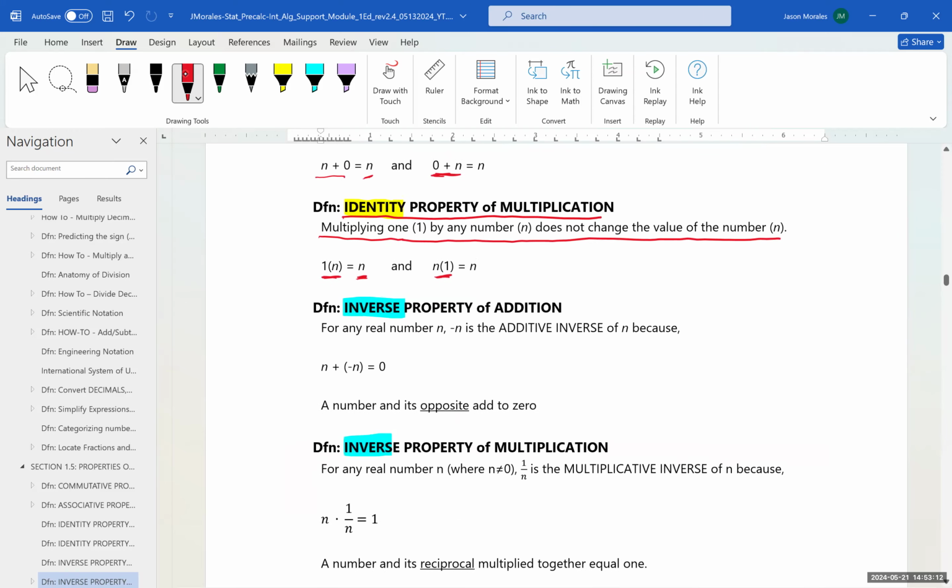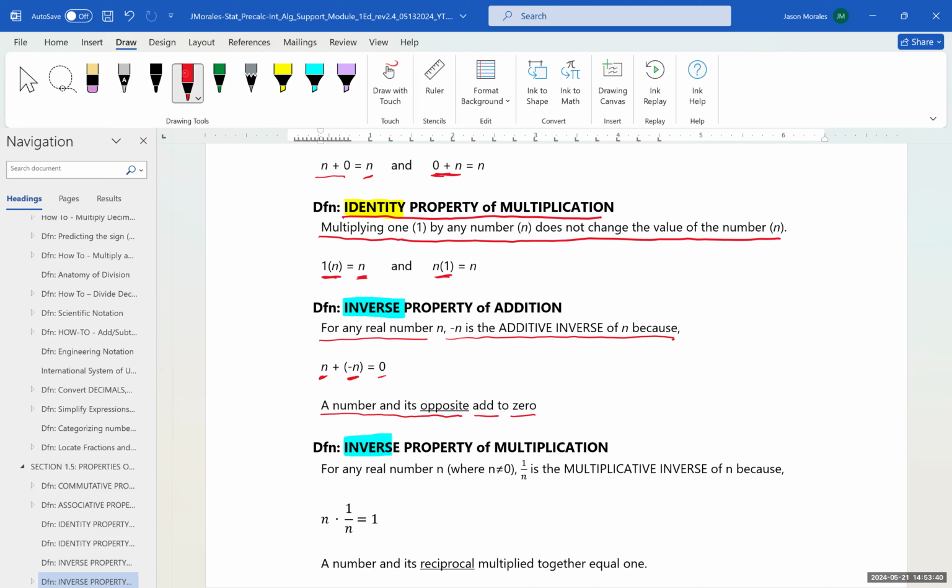Okay, the inverse property of addition. So what this says is that for any real number n, negative n is the additive inverse of n, because when you add a number plus its additive inverse, the sum will be equal to 0. So basically what that means is a number and its opposite added together will give you 0.